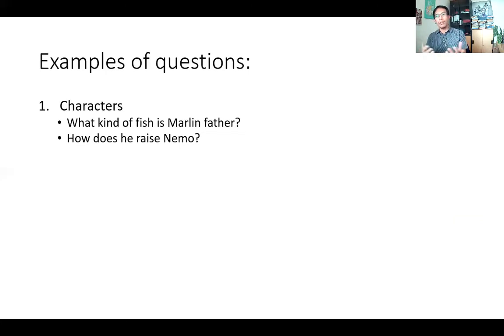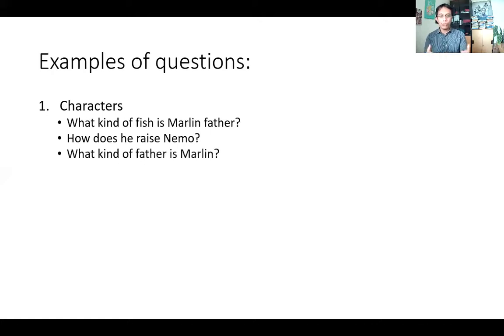How does he raise Nemo? Does he raise the son with a lot of restrictions? Does he liberate the son? And so on. You can answer this by looking at the story and probably by comparing it to outside knowledge from what you read in articles or magazines about how parents raise children.